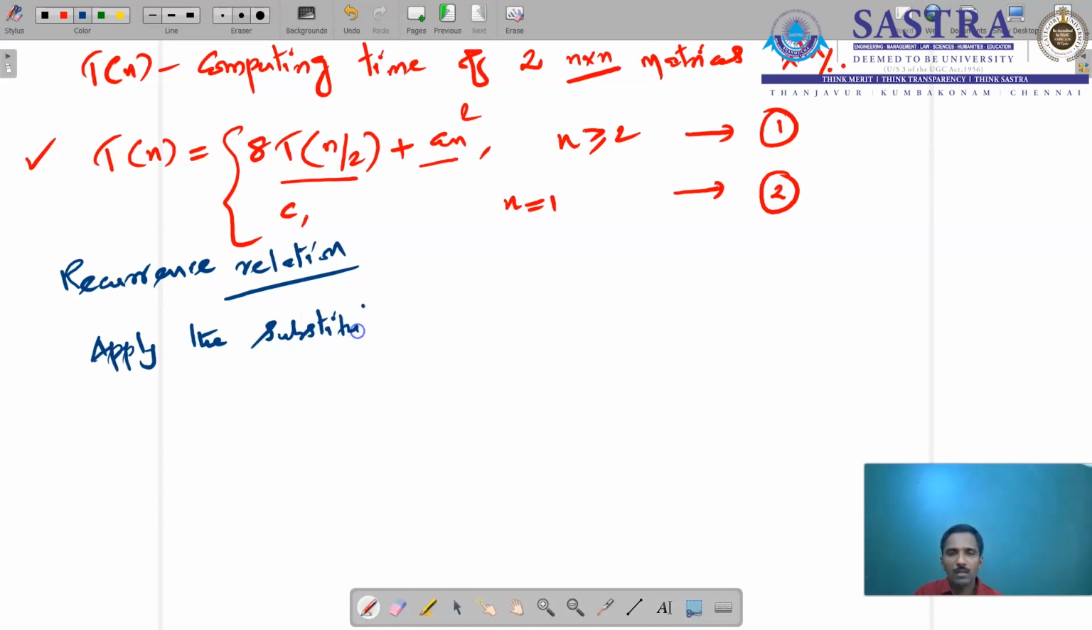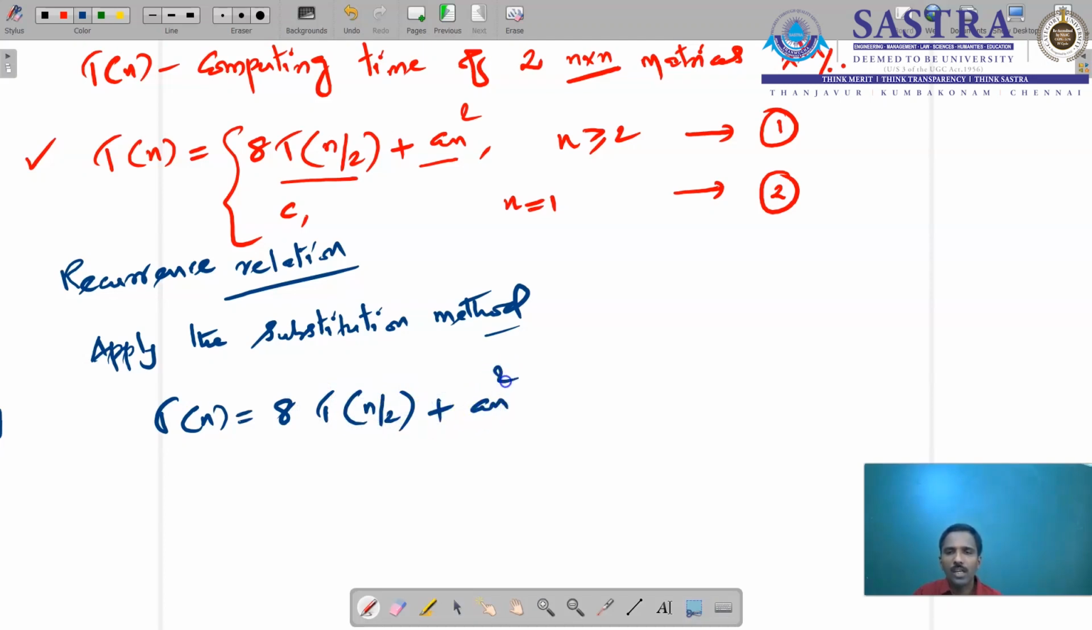Applying the substitution method to solve this recurrence relation, we write T(n) = 8T(n/2) + a n², which is true when n is greater than or equal to 2.